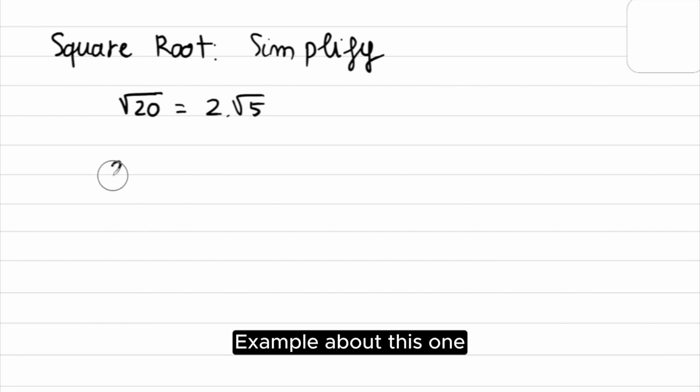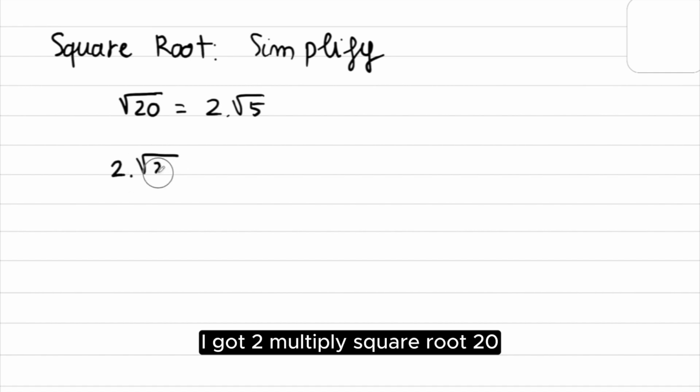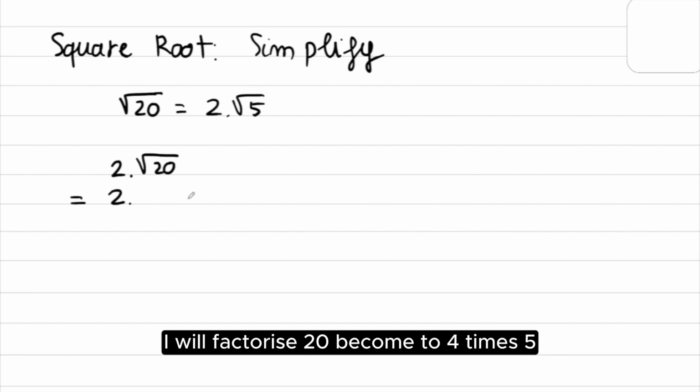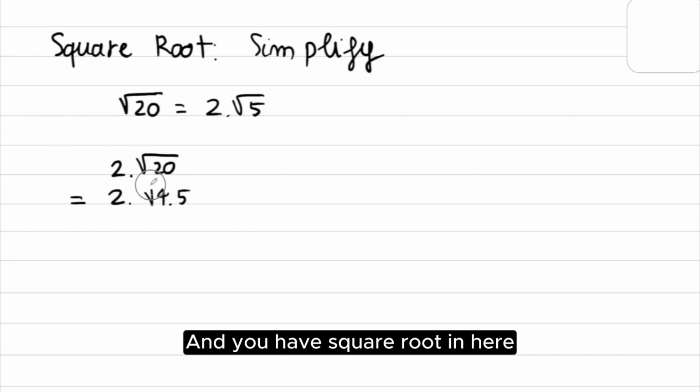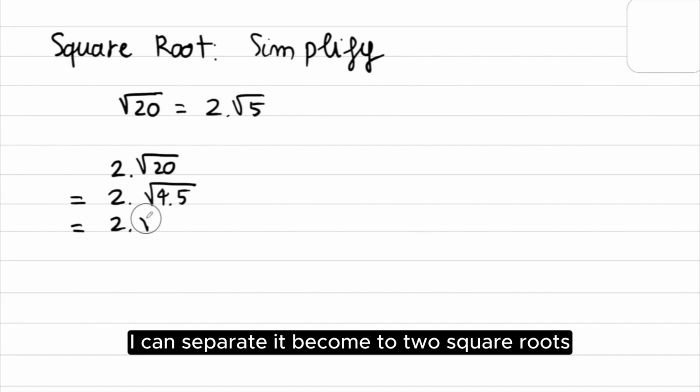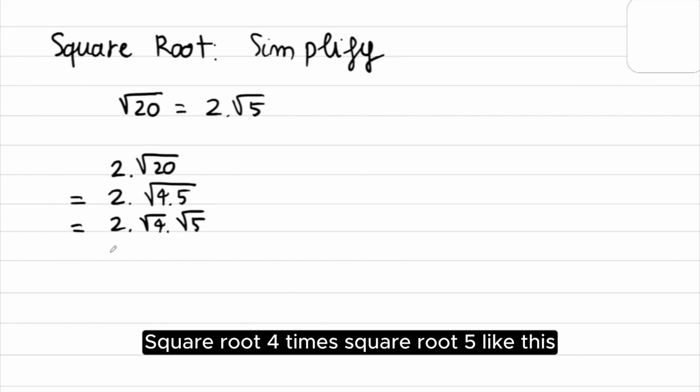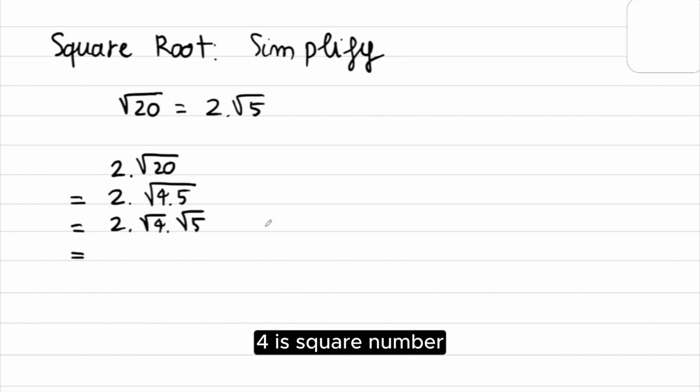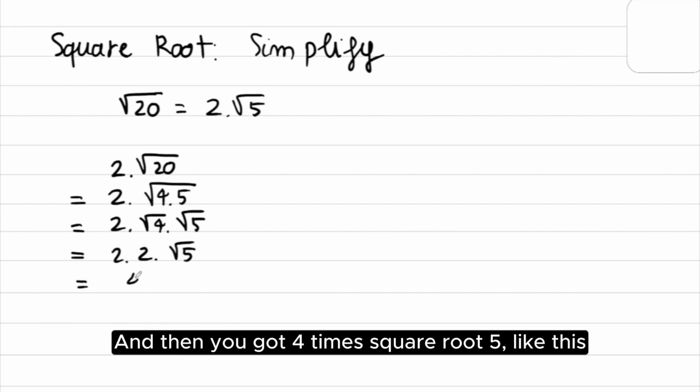Okay, example about this one, I've got 2 multiply square root of 20. So how can you simplify this one? I will factorize 20 into 4 times 5, and under the square root I can separate it into 2 square root 4 times square root 5. Square root 4 is a square number, so you get the integer 2, so 2 times 2 square root 5, and then you get 4 times square root 5.